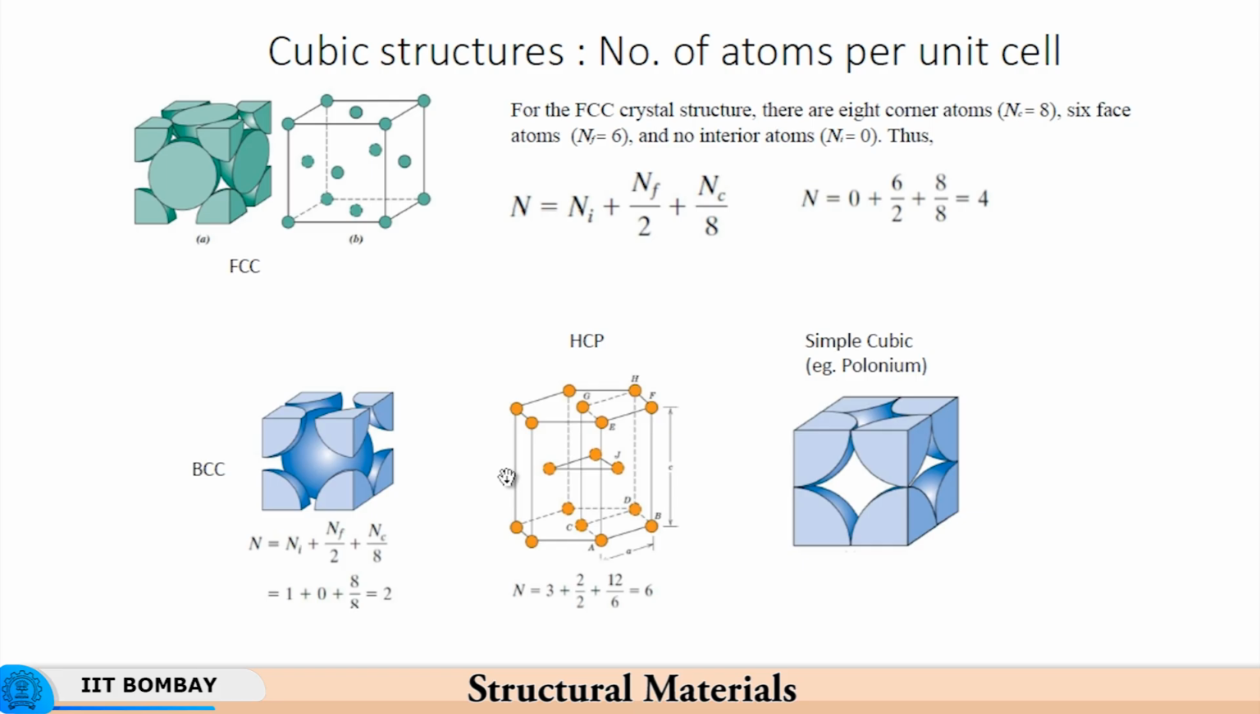So you have for simple cubic 1, for body centered cubic 2, for face centered cubic 4, and hexagonal close packed 6 atoms per unit cell. Now, in technical language, both face centered and hexagonal close packed structures are called close packed structures, because they have a relatively greater number of atoms per unit cell.